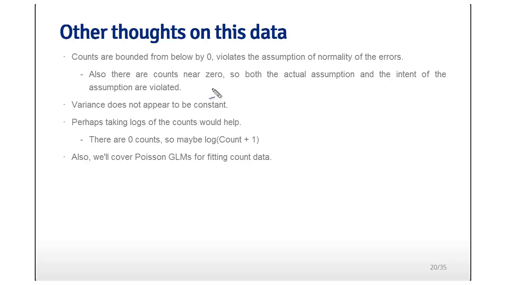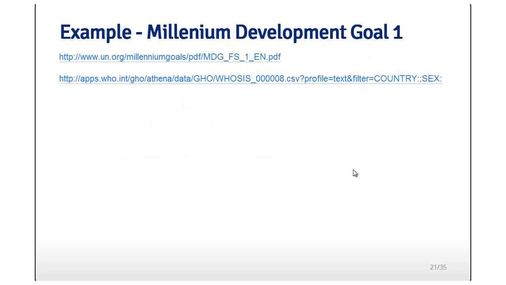The variance doesn't appear to be constant. Maybe you could take logs. There are some 0 counts, so you can't take logs. So you can maybe do log count plus 1. But my favorite way to do this would be to do something like a Poisson GLM or a quasi-Poisson GLM or something like that. Then you don't have to worry about any of these issues.